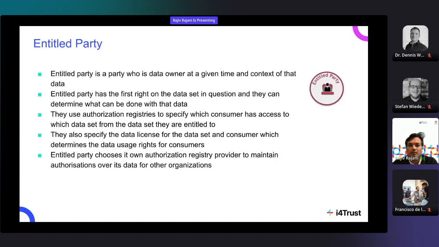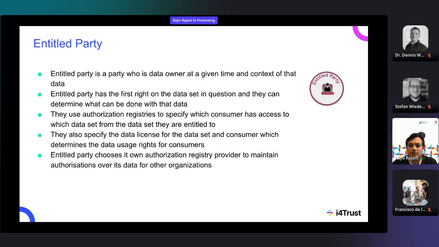Entitled party, sometimes we also call it data owner, is basically a party who has entitlement or the first right over the data in question that the service consumer is interested in getting from the service provider. Remember, these are roles, and it can happen that the service provider and entitled party are one and the same organization, but they can play both the roles at the same time. For example, because they own their own data and they host the services on their own infrastructure, that is a very valid scenario, and in that case it itself becomes the entitled party.